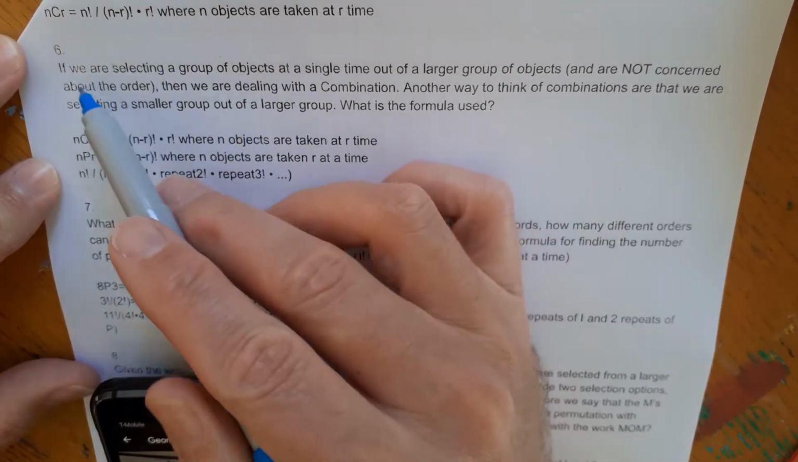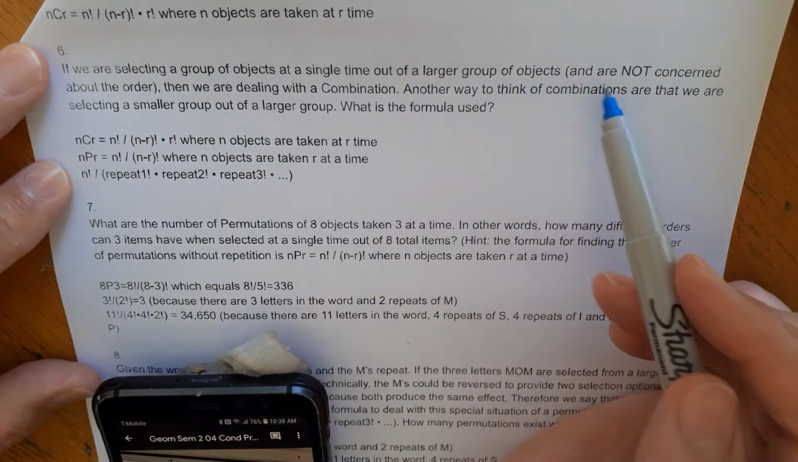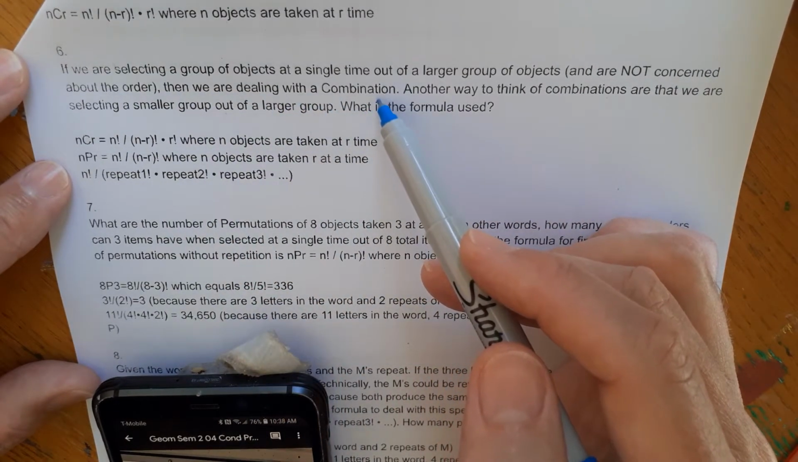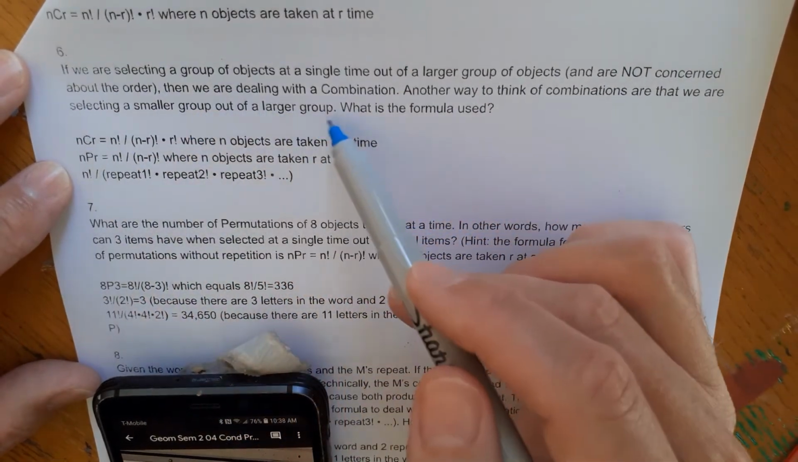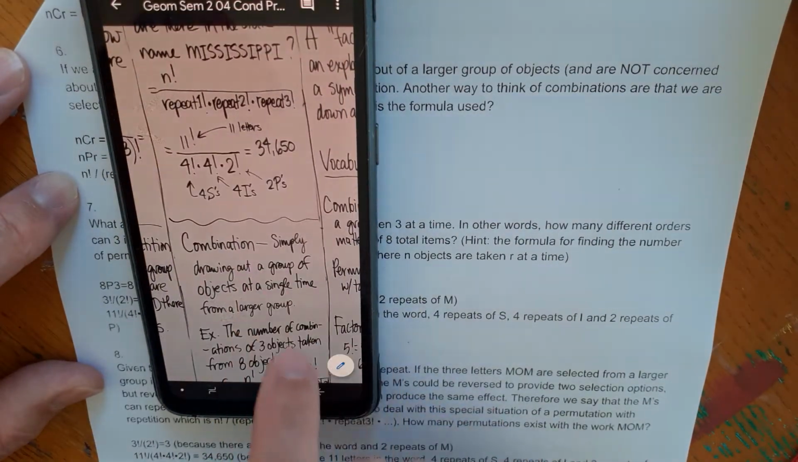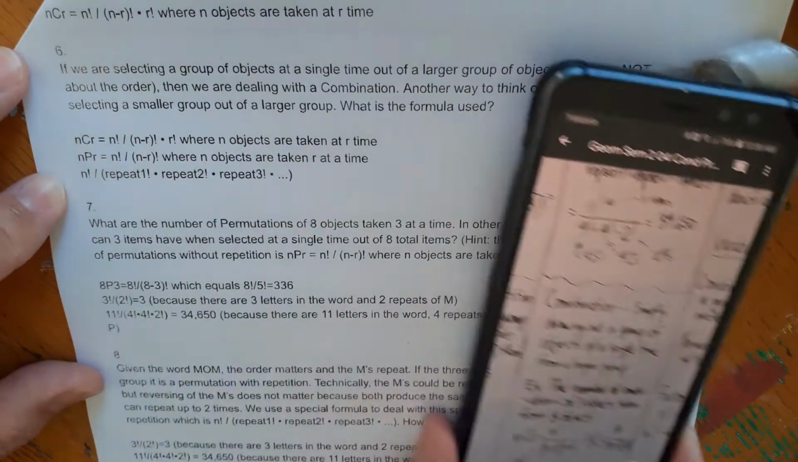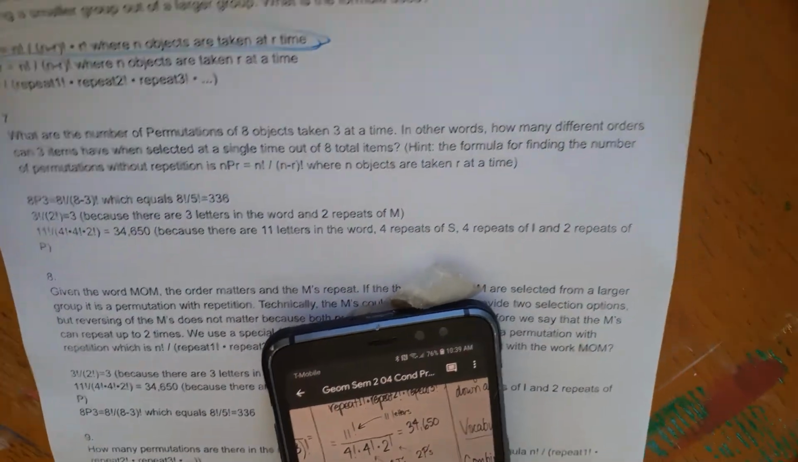So let's see what they got. If we are selecting a group of objects at a single time out of a larger group of objects and are not concerned with order, then we are dealing with a combination. So they're even taking us back through that definition we already answered. Another way to think of combinations are selecting a smaller group out of a larger group. What's the formula used? So we're looking at the notes. We're going to combination. Here it is right here. nCr equals n factorial over parentheses n minus r parentheses factorial times r factorial. Right? So we're just going to select that for now. Let's go to the next. They're going to have us fill in some of these.